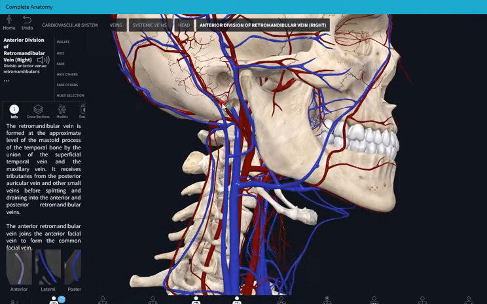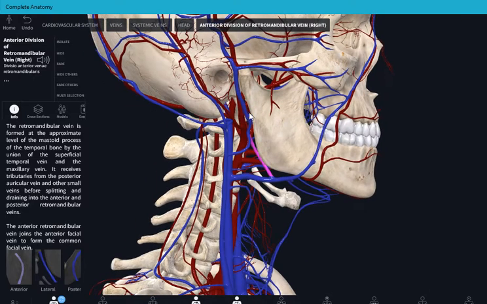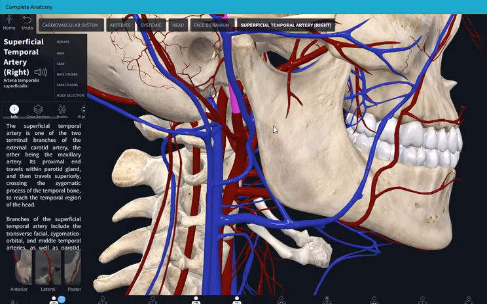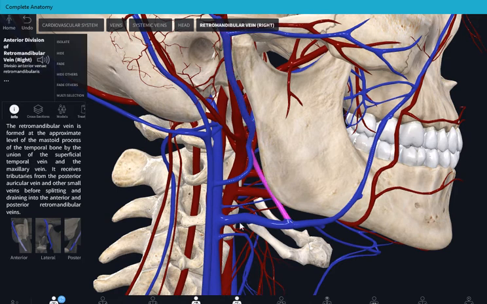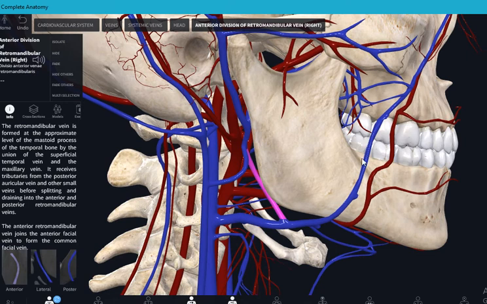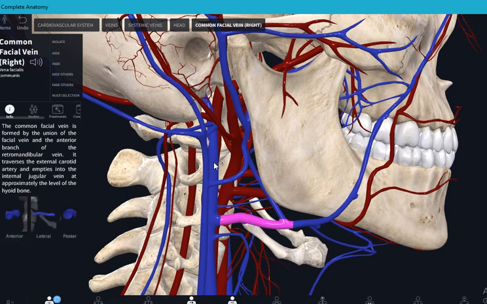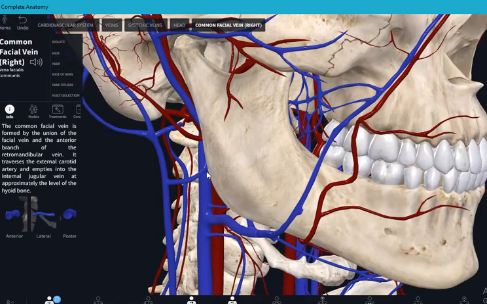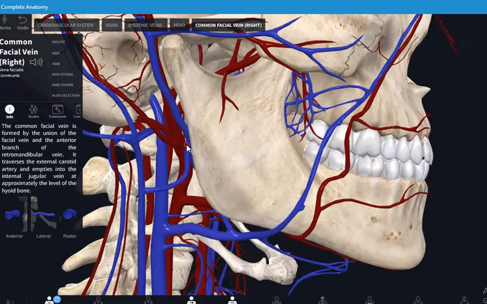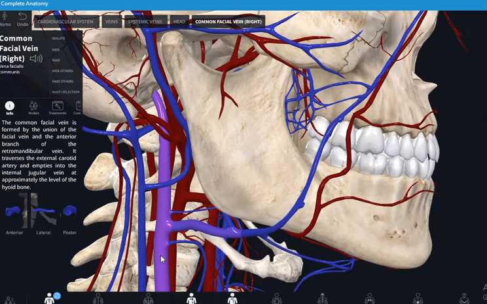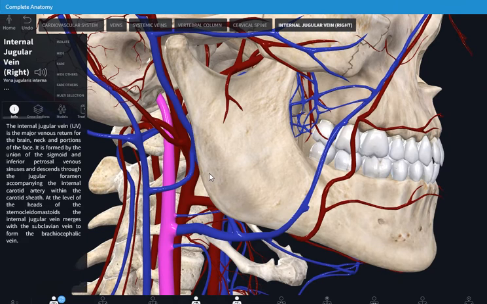So we have this retromandibular vein. The retromandibular vein is up here. Now the retromandibular vein gives an anterior portion to the internal jugular vein, and that anterior portion is going to bind with the facial vein to form this common facial vein. Now when the common facial vein is going to bind with the internal jugular vein, which comes from the skull, from the cranial fossa, it is going to continue as the internal jugular vein.